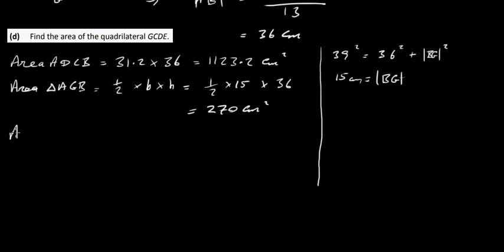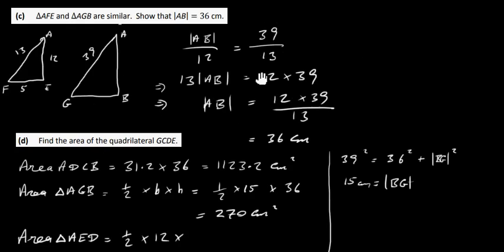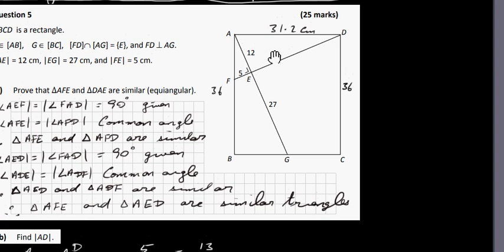Let's find the area of the other triangle. The area of the other triangle is AED, which again is going to be half the base times the height. Half the base here is 12, and the height we don't know. So if we go back up here, remember it's this triangle here. This is my base, which is 12. This is the height here, which I don't know, which is ED.